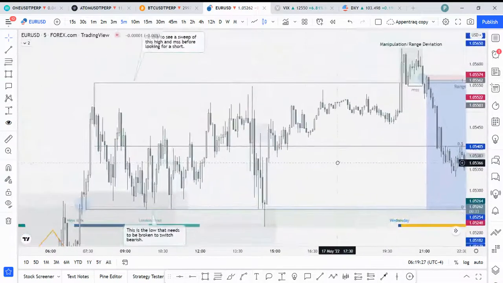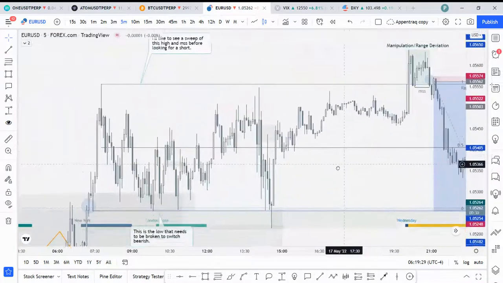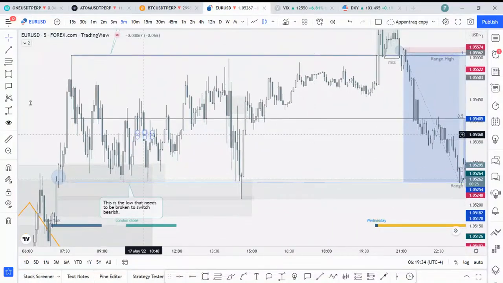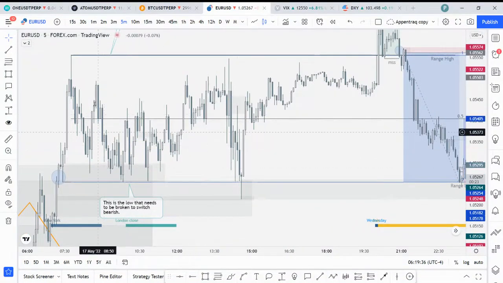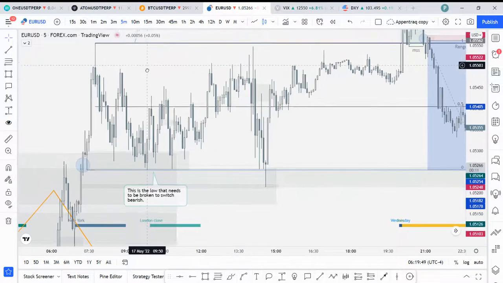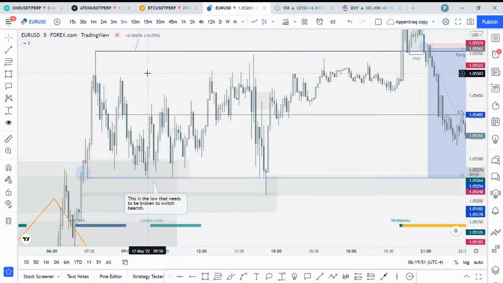Let me do a quick explanation of what a range is. A range is basically when price is caught between two price points, just forming a high, forming a low, no consistent higher high, higher low, or lower high, lower low. If you check my explanation on market structure, I explain the different types of market structure: an uptrend, a downtrend, and a range. This is an example of a range.